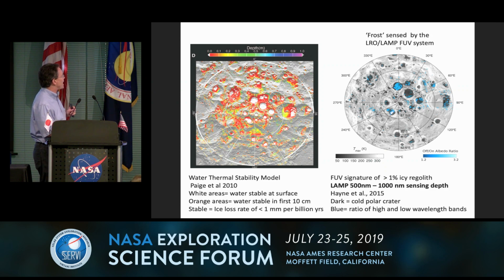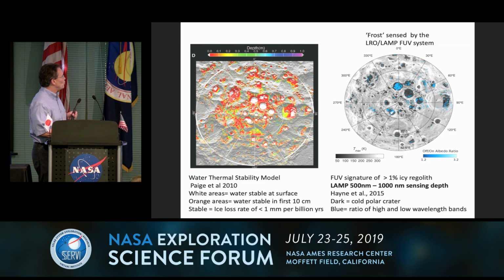Now, in 2015, Paul Hayne actually published this map from the LRO LAMP. This is probably the corresponding map in that top 500 nanometers. And as Amanda talked about, what we're looking at here is the off-on ratio. Below 165 nanometers, UV reflectance off of a surface is really, really low, whereas at 165 nanometers and above, UV reflectance is pretty high. So if you compare bands below and above 165 nanometers, you can get an indication of the frost in these polar crater floors.